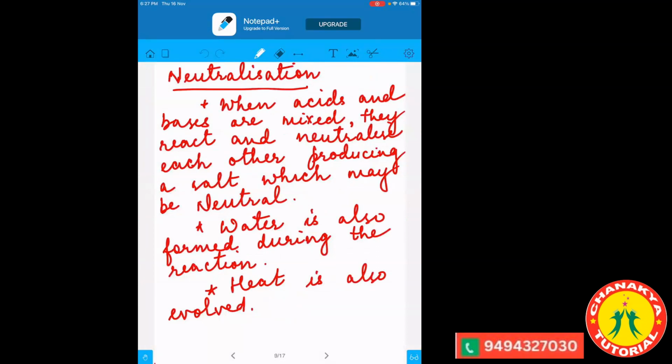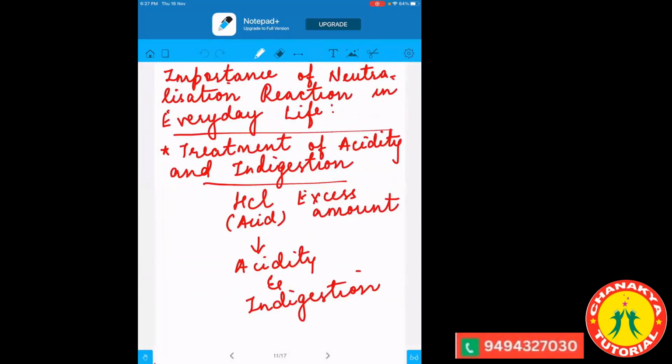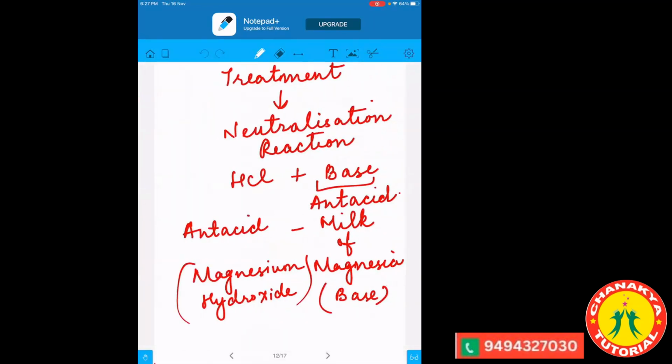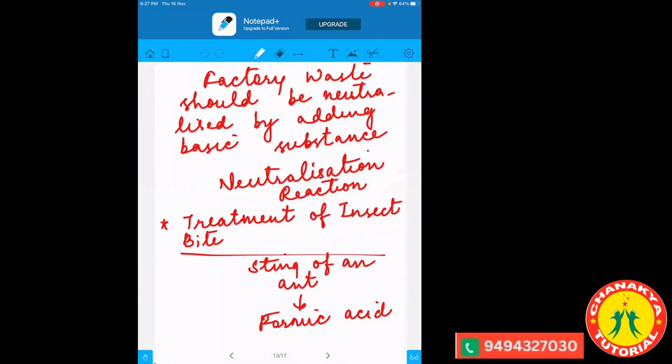A neutralization reaction is a reaction when an acid and a base are mixed together and they produce a salt, which may be neutral in nature. Water is also formed, and heat is also released in a neutralization reaction. Then, treatment of acidity: a high amount of hydrochloric acid causes acidity. It has to be treated with a base called milk of magnesia, which is magnesium hydroxide. Then, factory waste should also be treated with a base so as to neutralize it.